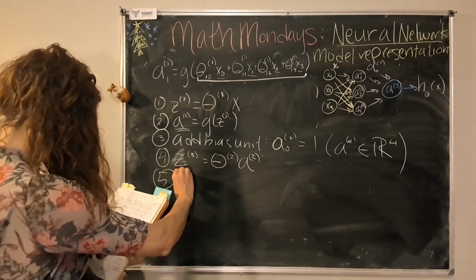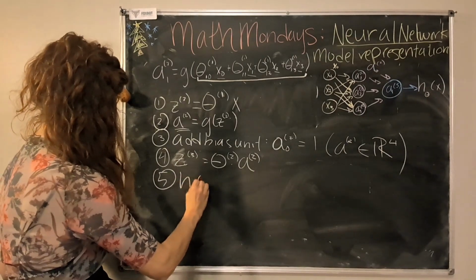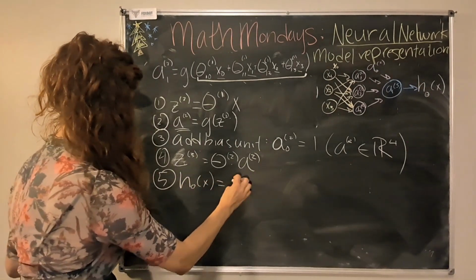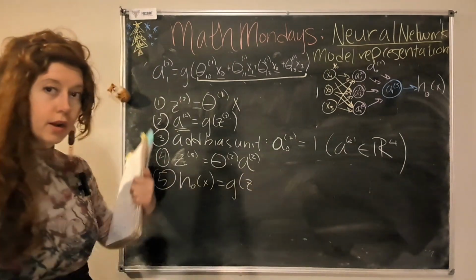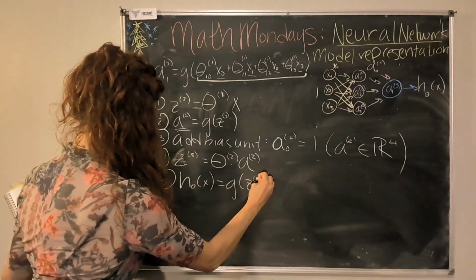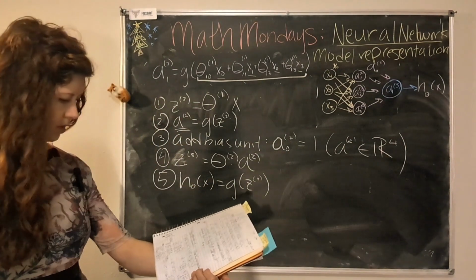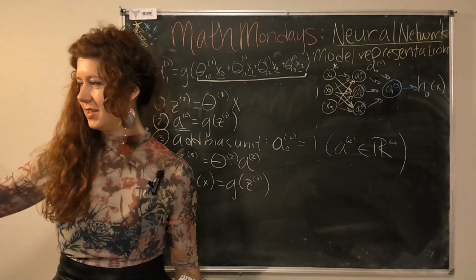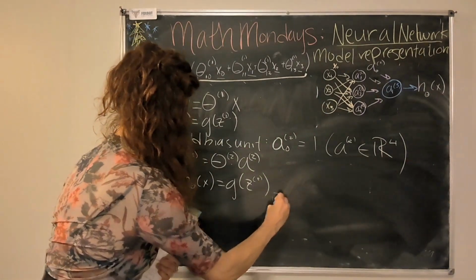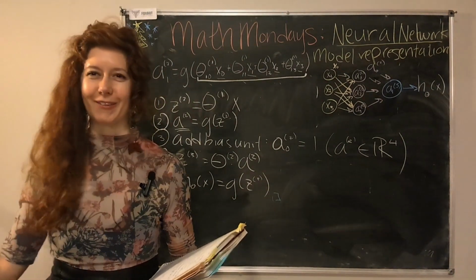And then finally, we can calculate our hypothesis function. That's just going to be the sigmoid function of z of layer 3. Oh, boom, done. QED, or a little box. This is not really a theorem though, so we can't really do that.